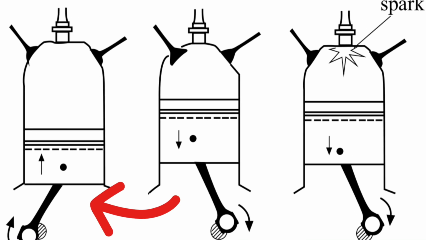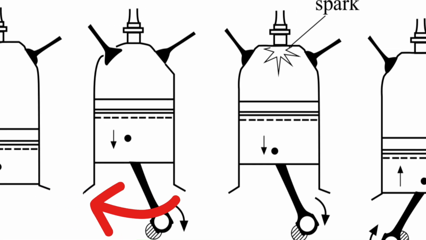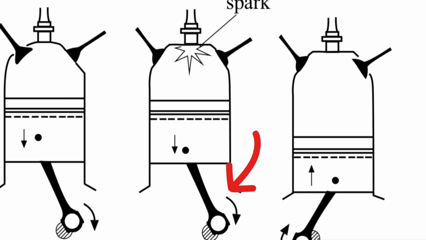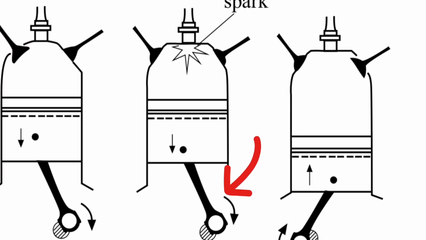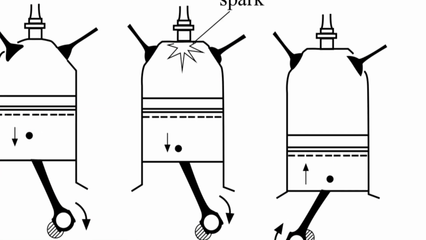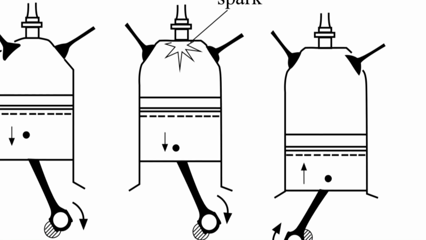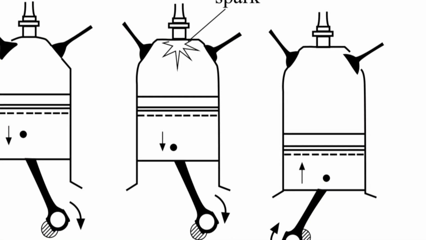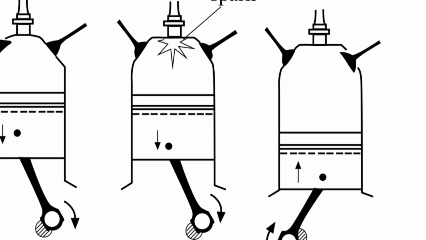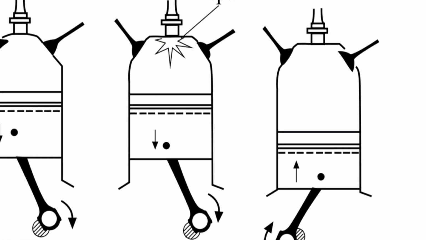In the compression stroke, the piston moves up, both valves are closed. In the power stroke now, the piston moves down and the spark plug ignites and causes an explosion in the petrol air mixture, which is going to be used to generate the energy.